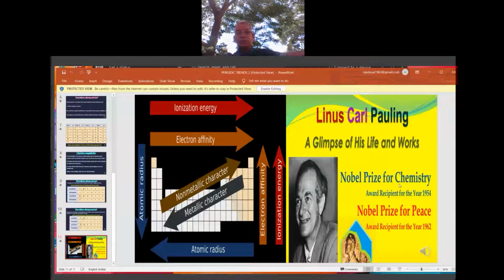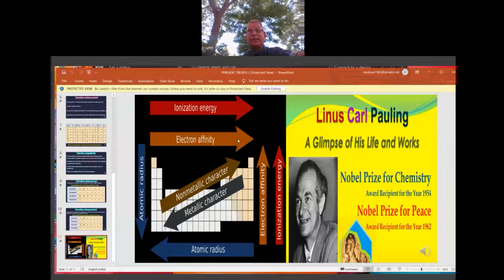Okay. And he has given one survey of the modern periodic table. So I have given arrow marks. What does an arrow mark indicate? The arrow mark is an increasing trend. If you move from left to right, electron affinity is increasing.